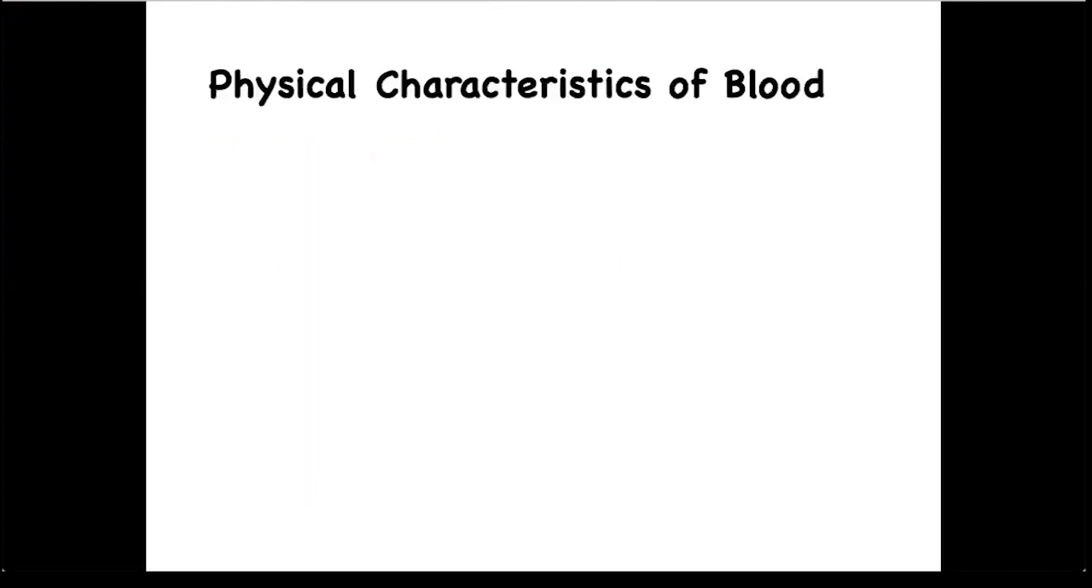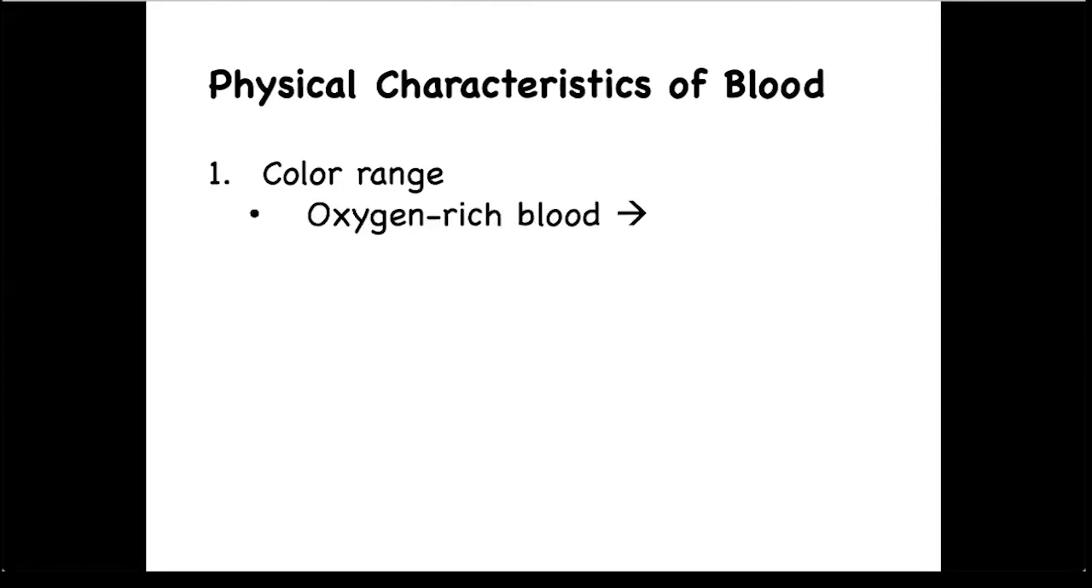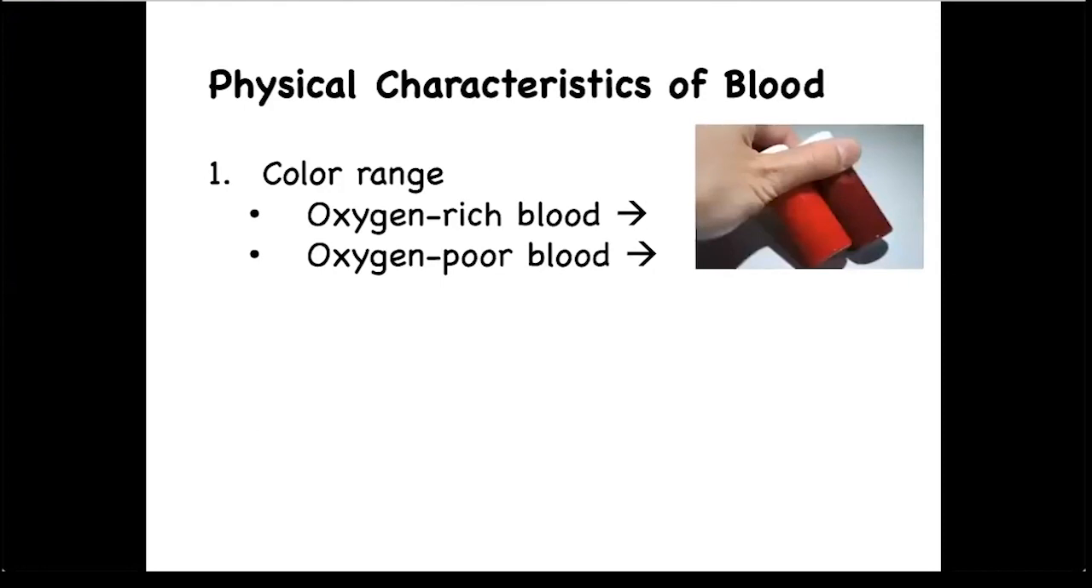Now let's look at physical characteristics of blood, and we'll begin with color. The color of blood is dependent upon how much oxygen is in the blood. Oxygen-rich blood is going to be a scarlet or bright red. Oxygen-poor blood will be a dull red. In this photograph, you can see the stark difference between the two.